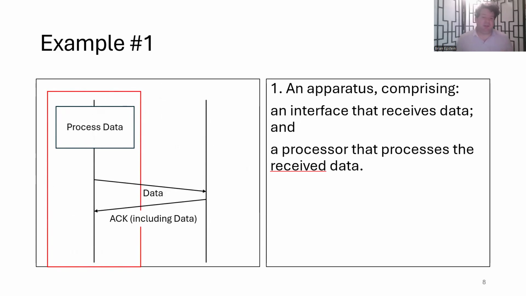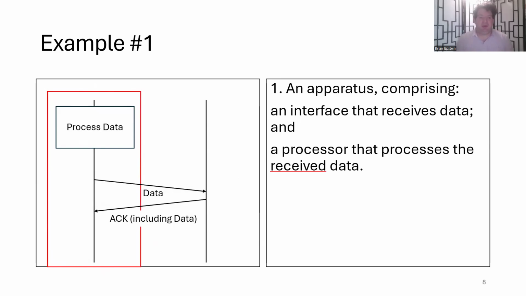In this case, in English we'd say the twist is that there's a special acknowledgement packet that's sent that shows what data was received. It includes the exact same data that was received. It might include other things too, of course. And that's this example, right?